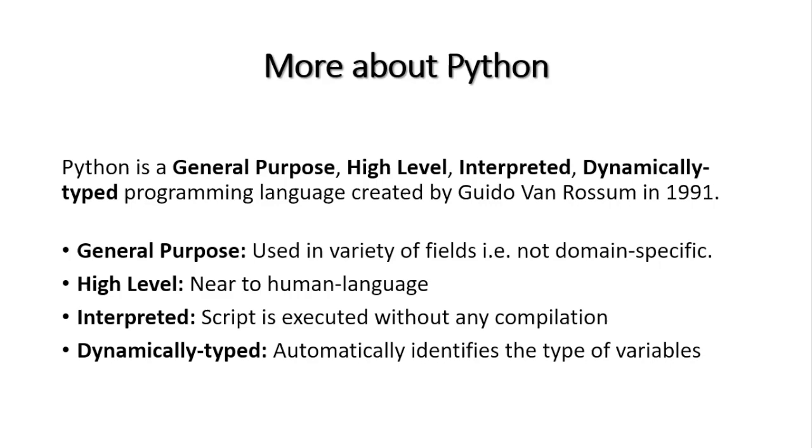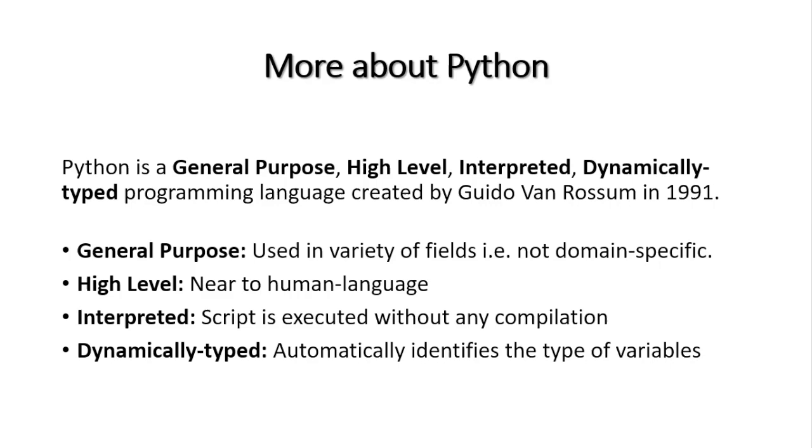If you have coded in any language, or if you know about the languages used in the 1900s, you would understand how difficult they were compared to Python. Those were called low-level languages. All right. It is also an interpreted language. By interpreted, we mean that the script can be executed without any compilation.